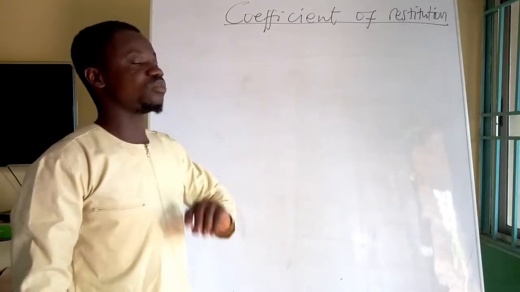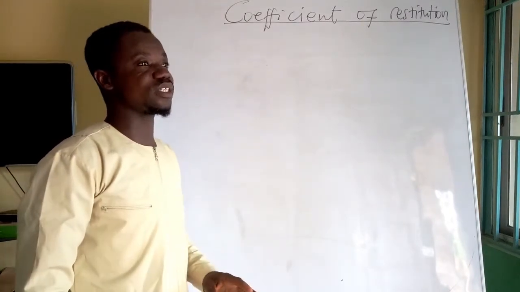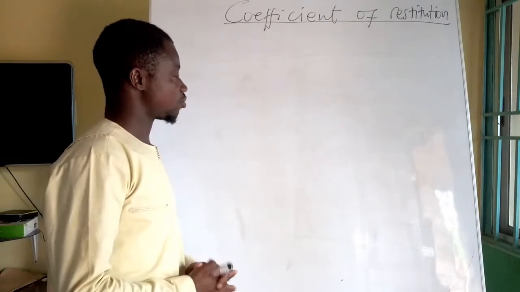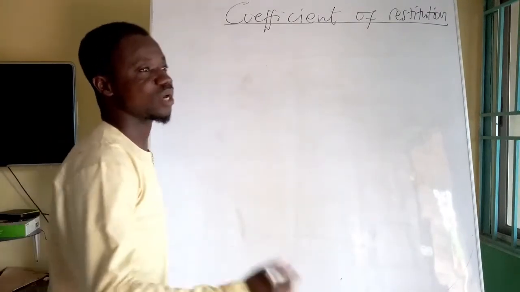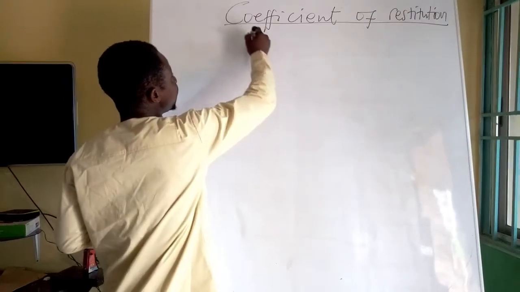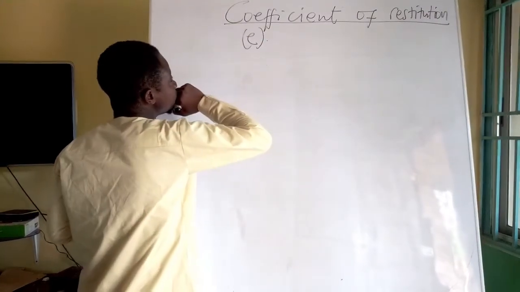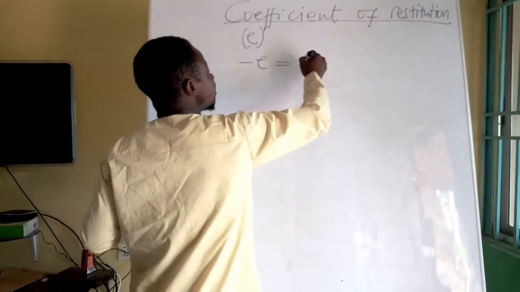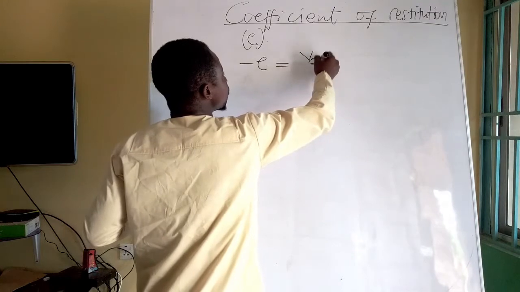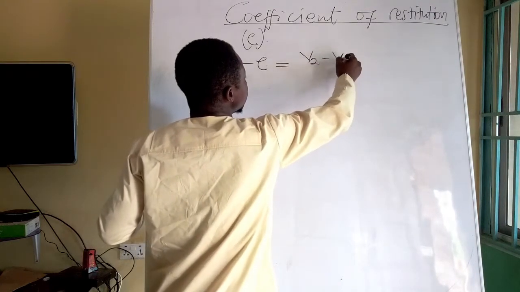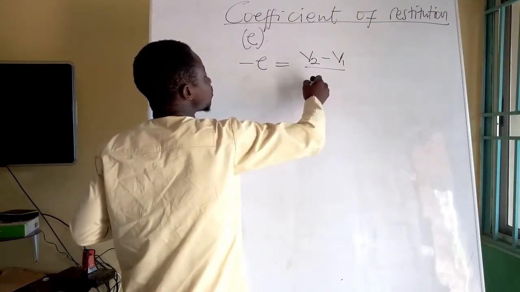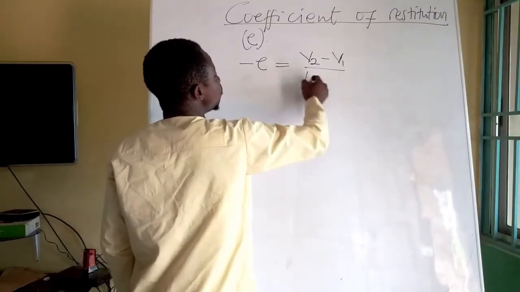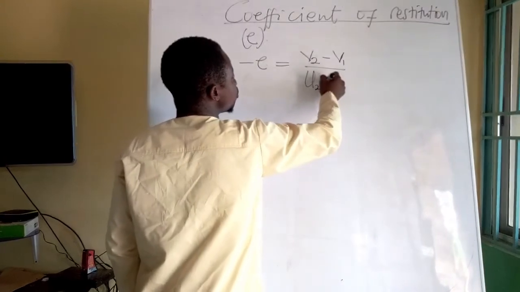This is a term which is associated with collision and linear momentum. So when we say coefficient of restitution, what do we mean by that? The symbol for coefficient of restitution is E, and it is defined as the ratio of the velocity of separation to the velocity of approach.